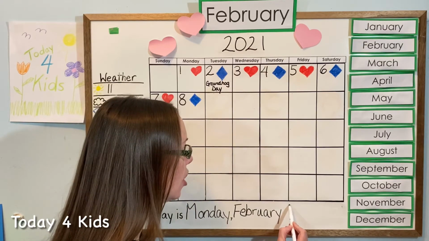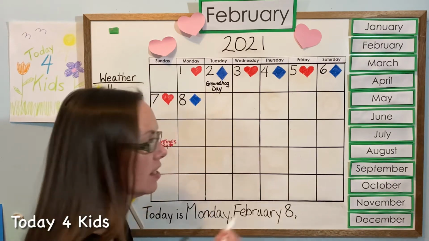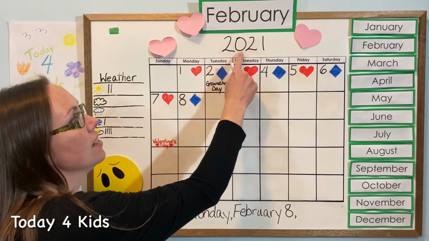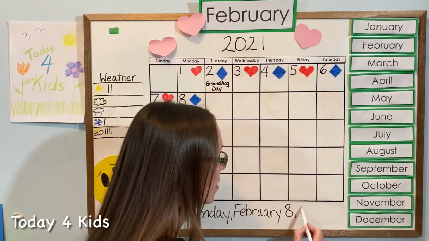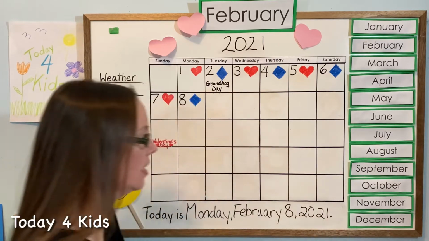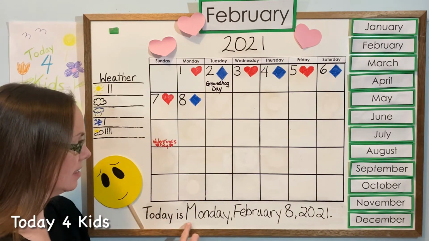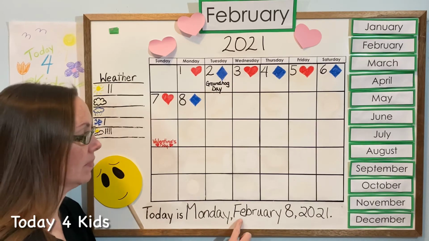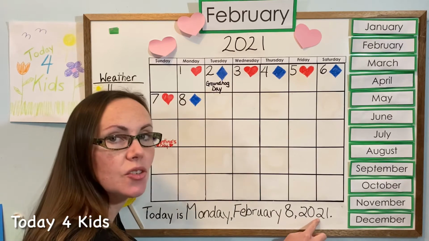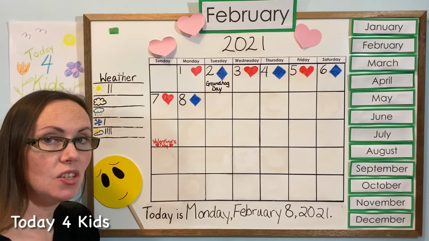Remember, we'll start at the top and loop down, loop around the bottom and come up. Now I'm going to put a comma here so that we remember to pause before we say the year. And the year is 2021, and then a period. So let's say our whole sentence together. Are you ready? Today is Monday, February 8th, 2021. Good job.